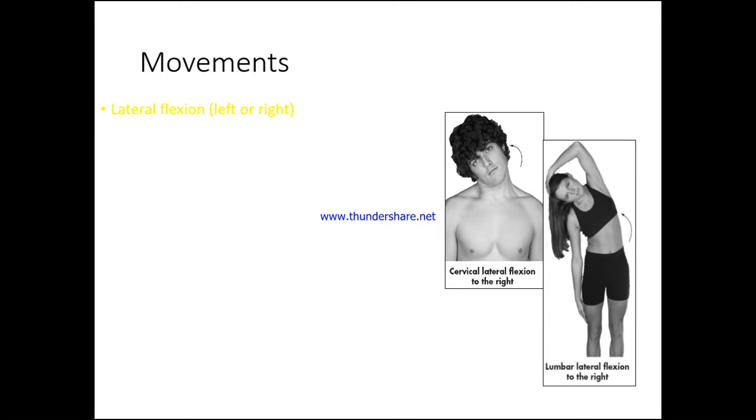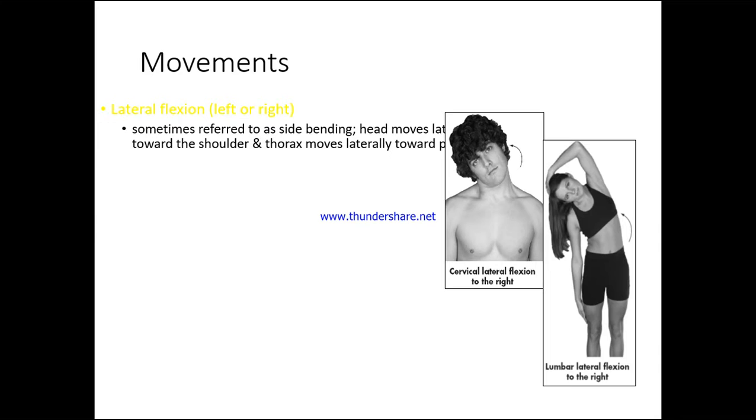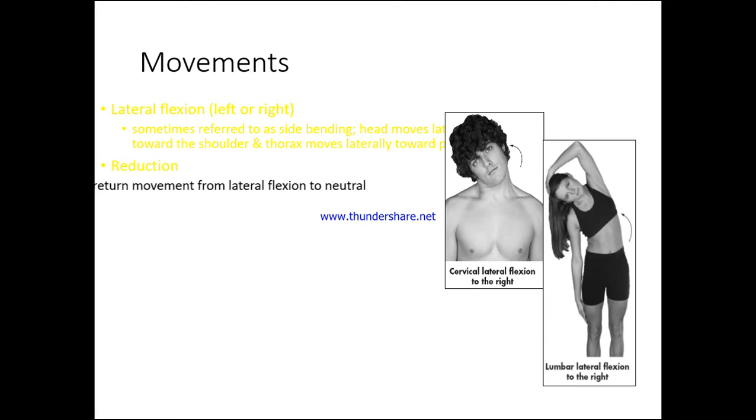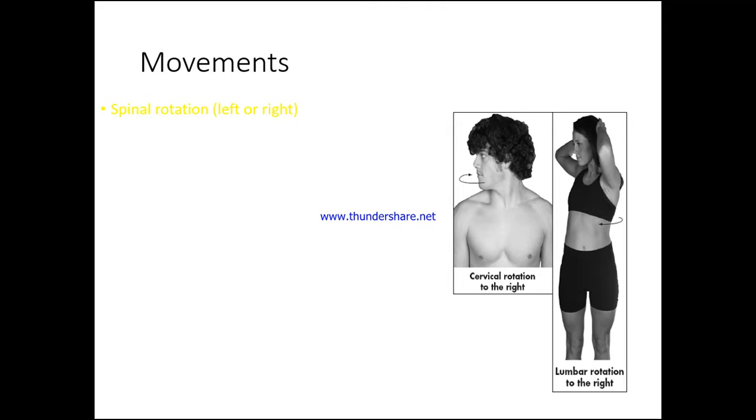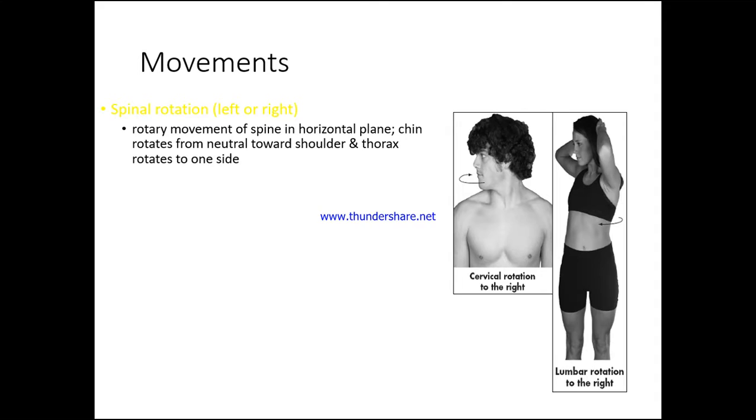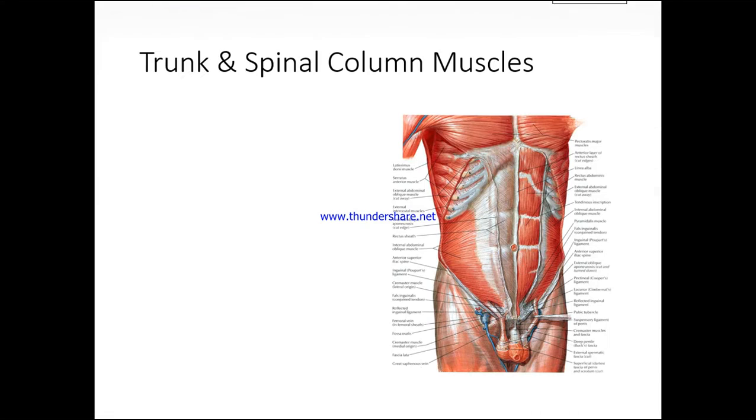Lateral flexion: cervical lateral flexion to the right. In the image we can see lumbar lateral flexion to the right, sometimes referred to as side-to-side bending. Reduction is the return movement from lateral flexion to neutral. Spinal rotation, this left to right turning: cervical rotation to the right, as we can see, and lumbar rotation to the right. The rotary movement of the spine in the horizontal plane: the chin rotates from the neutral towards the shoulder and the thorax rotates to one side.